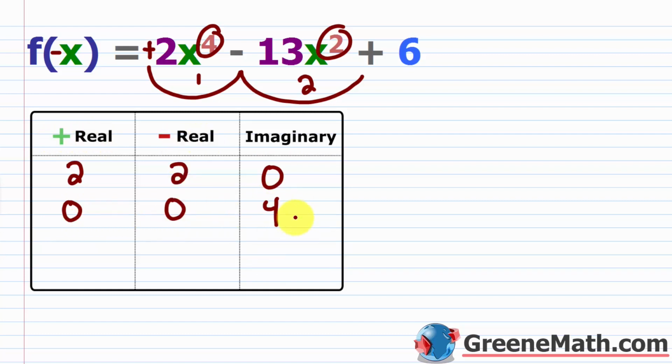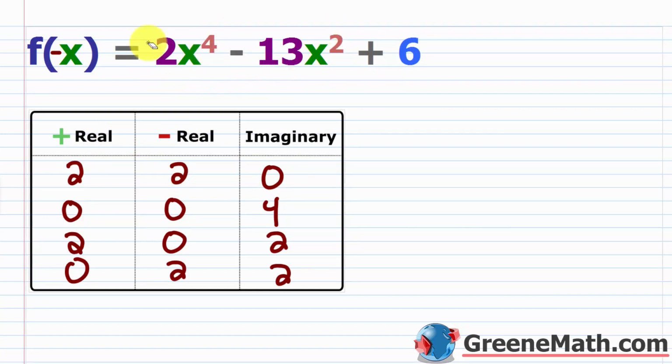Again, the row has to always sum to 4. Then the other scenario would be you could have 2 and 0, and this would be 2. So 2 positive real, 0 negative real, and 2 imaginary. And then the final scenario would be that you have 0 positive real, 2 negative real, and 2 imaginary. So again, when you go through the different possibilities, you want to think about the imaginary as being what's left over. Okay, so in this case, you have 2 positive real, 2 negative real.